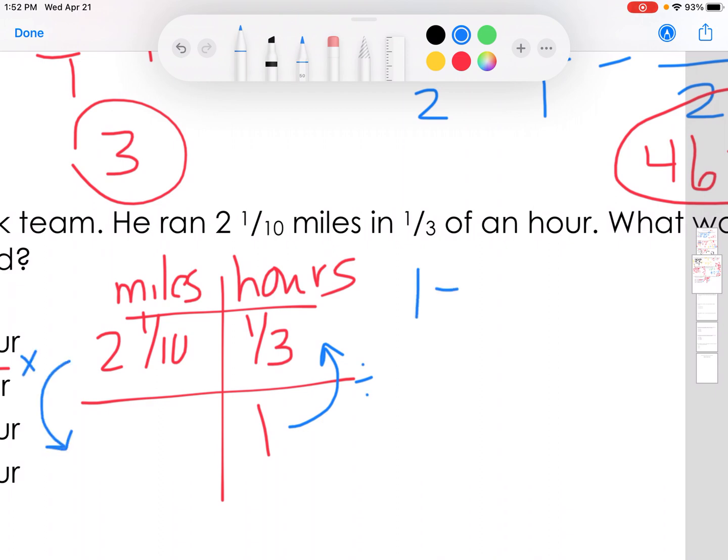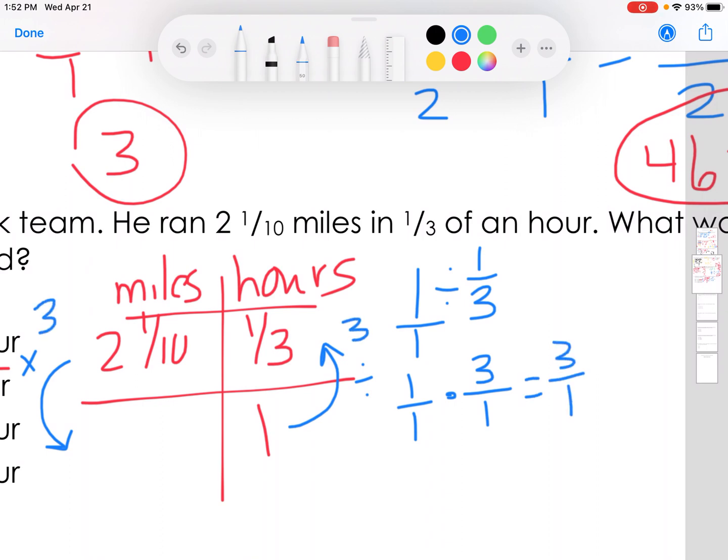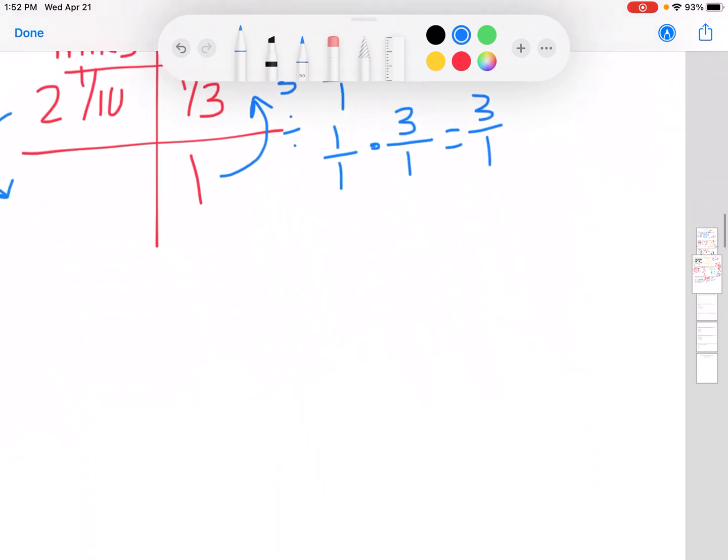So 1 divided by 1/3. So I keep the first fraction and I flip the second one. So I keep, change to multiplication, and flip. So I get 3 over 1. So now I'm going to take 2 1/10 and multiply it by 3.